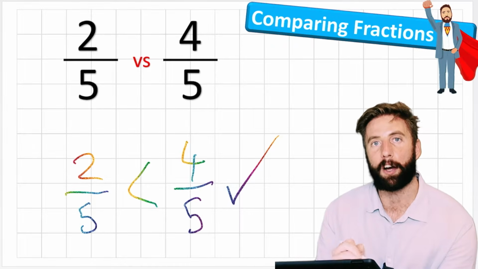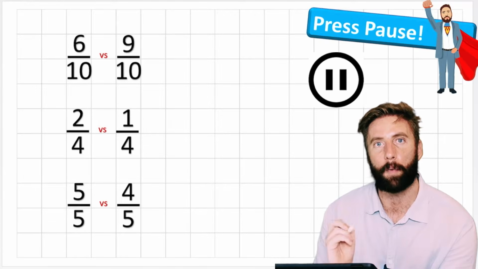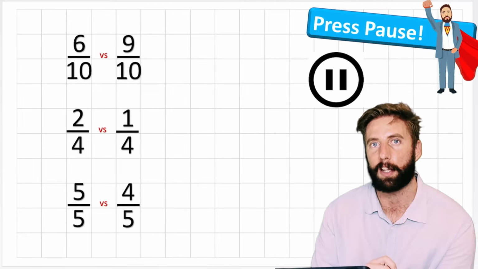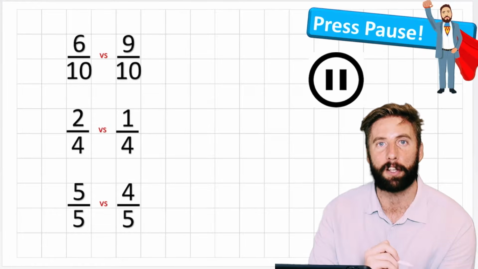Good job. Okay, I'm going to put 3 questions on the board for you. Here they are. What we're going to do is press play, and when you think you've got an answer, I'm looking for which one is greater, the bigger value. Put the answers in the comment section. Okay, are you ready to press pause? Press pause now and put the answer in the comment section.